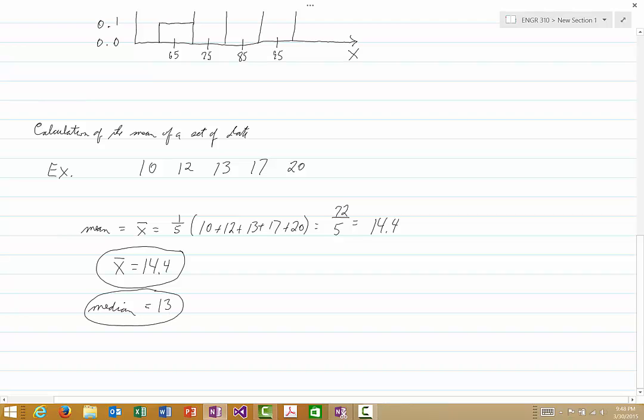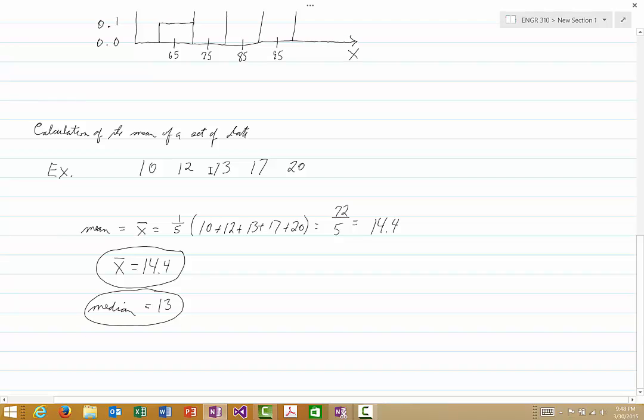Now, if we had an even number of data values here, so for instance, let's say that we had maybe 6 data values rather than 5. Well, then there wouldn't be one in the middle. There would be 2 in the middle. And so in that case, we would take those 2 middle values and take the mean of those 2, and that would be the median.